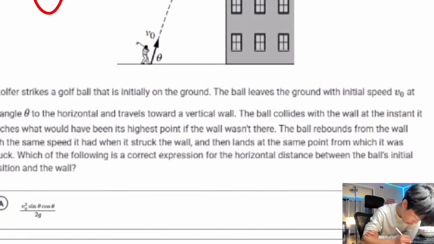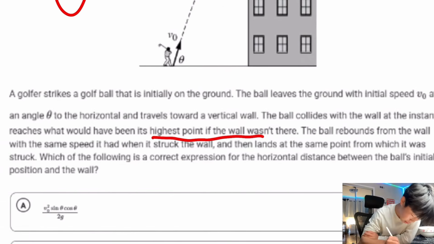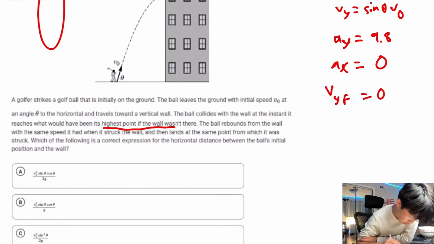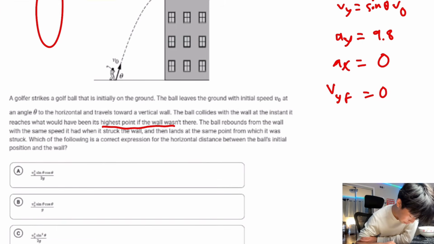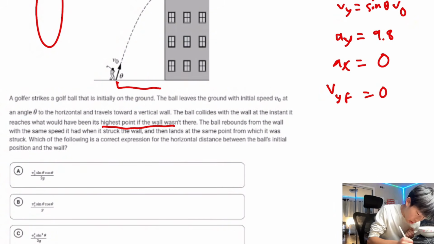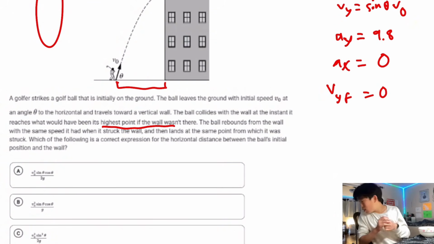The instant it reaches its highest point. So what does that mean? That means Vfy is 0. The ball rebounds from the wall with the same speed and then lands at the same point, which means that basically, horizontal distance, how do we find that? We need the time.